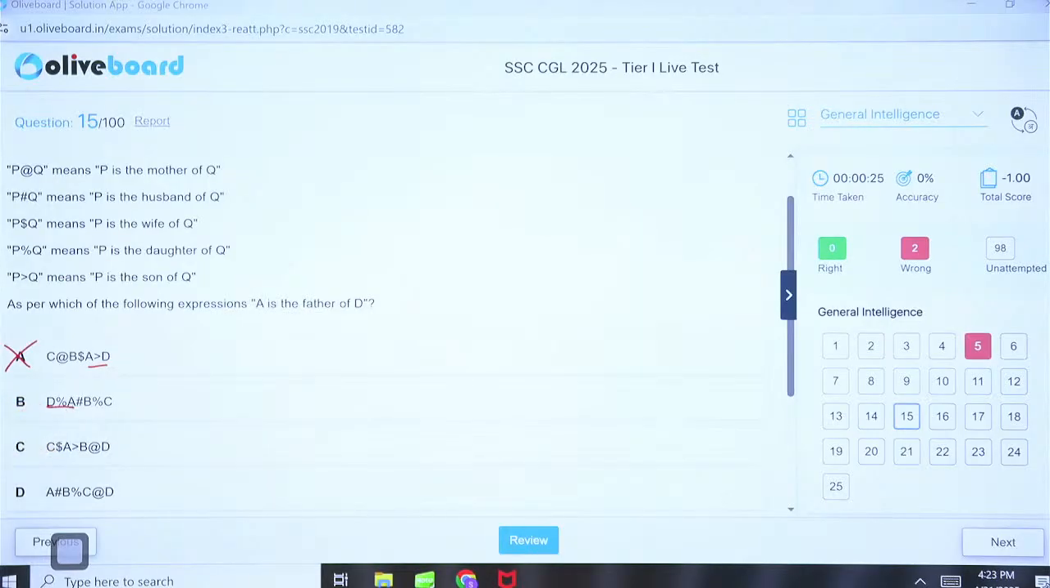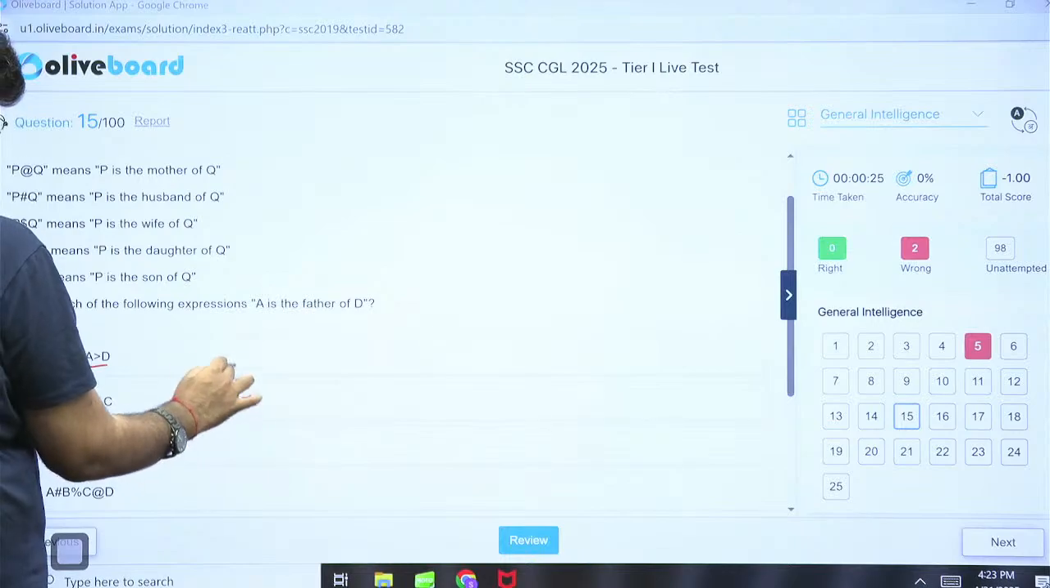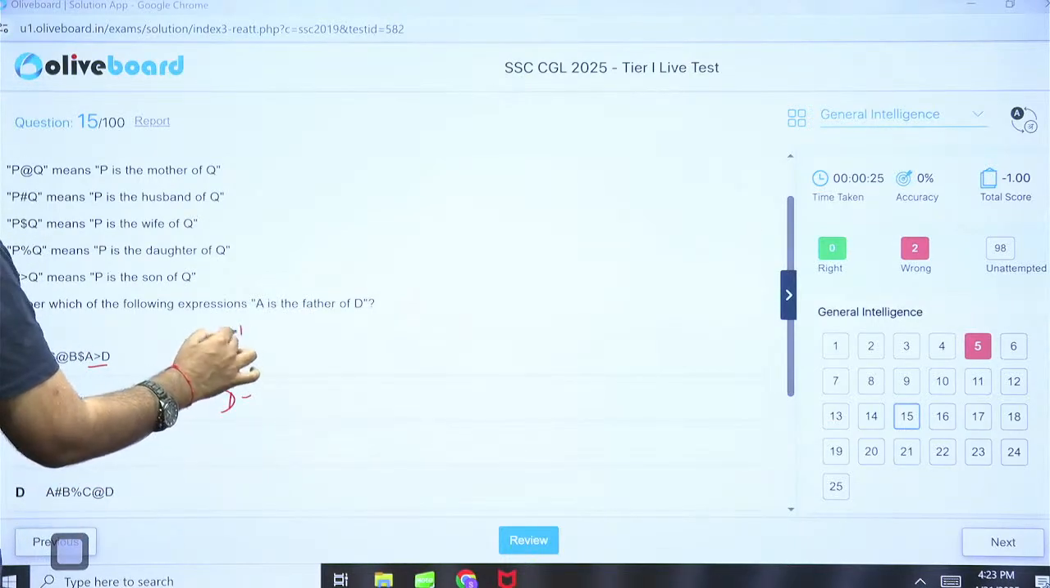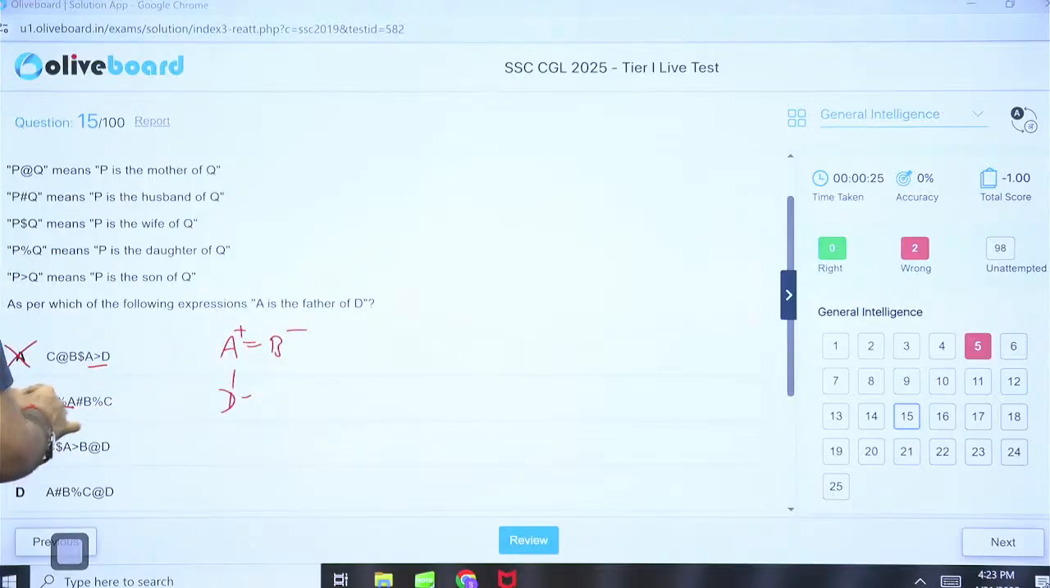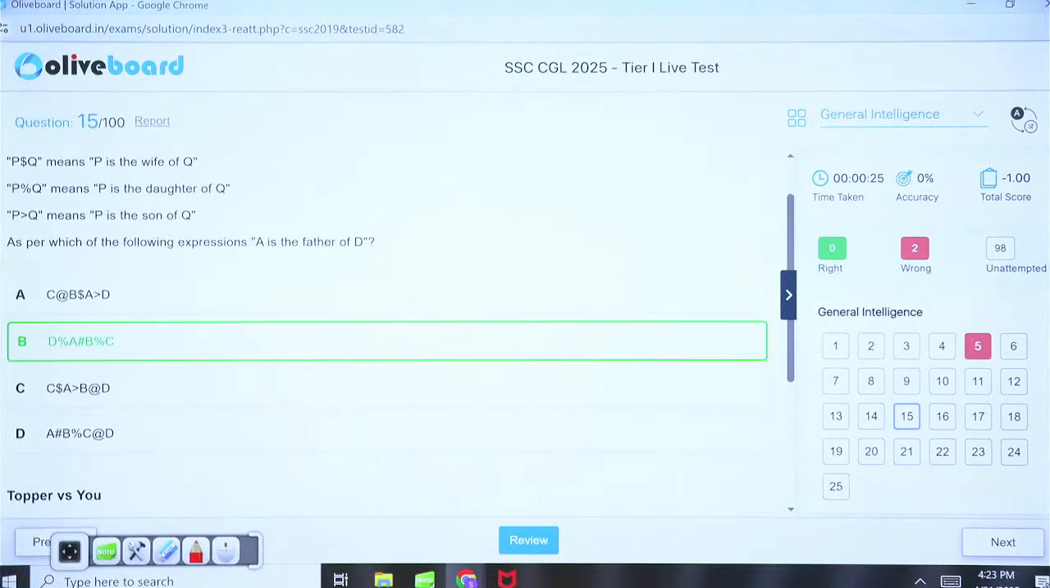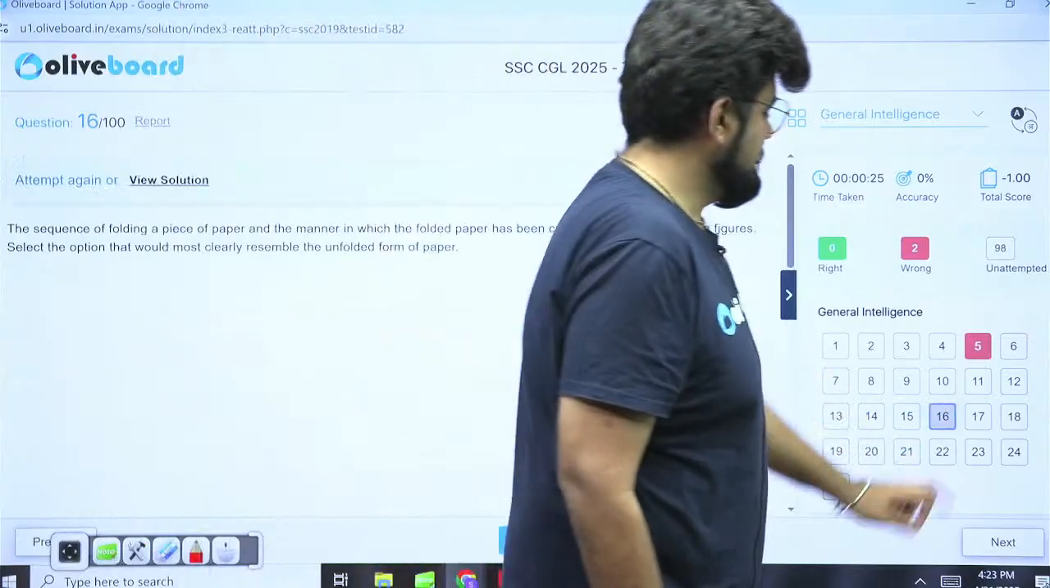D percent A. D is the daughter of A. So A can be the father of D here. Okay, we'll have to check this option. Check it quickly. D percent A is D is the daughter of A. And A hash B, A is the husband of B. Correct, we've got the answer. A is the father of B. Option B is the correct answer. That's it.